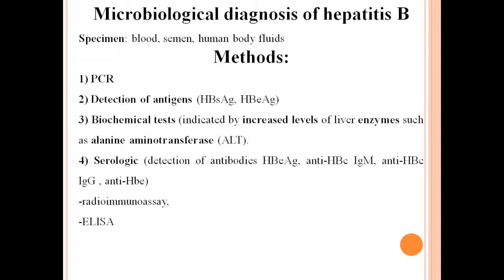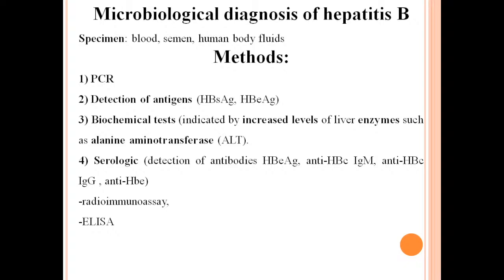Microbiological diagnosis of hepatitis B virus. Specimens include blood, because the hepatitis B virus is present in the blood in large amounts. Semen or vaginal discharge, because it is also released and present there in large amounts. Human body fluids, and breast milk also contain hepatitis B.